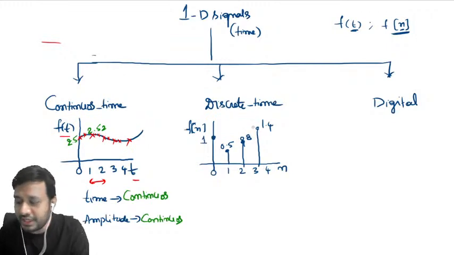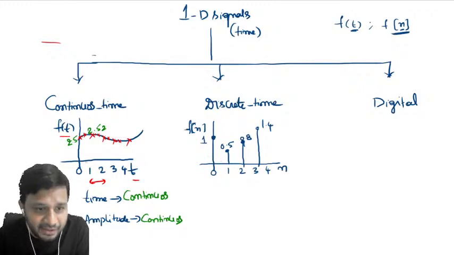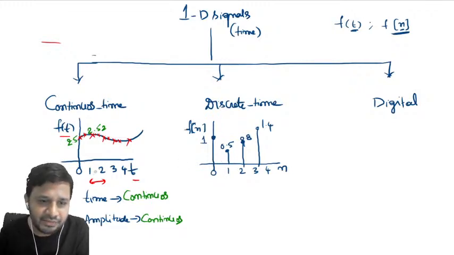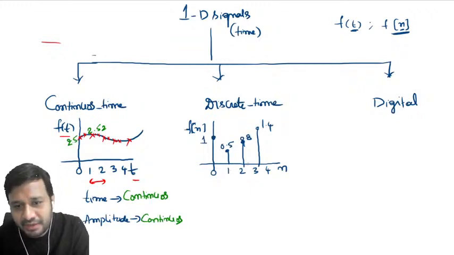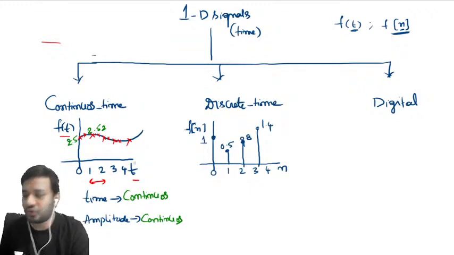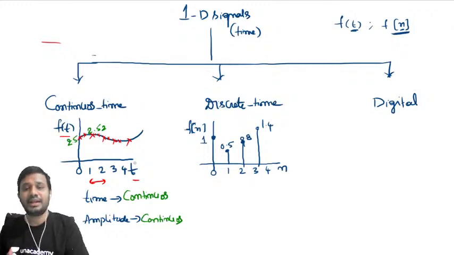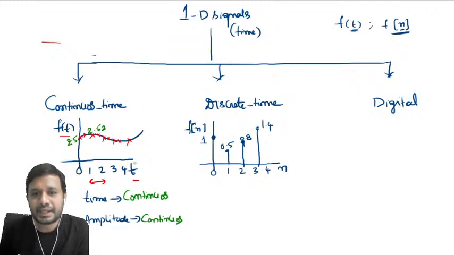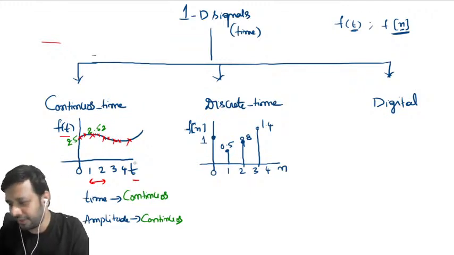But no signal is defined at 0.5 as in the case of continuous time signals. No signal is defined at 1.5 as in the case of continuous time signals. No signal is defined at 2.1 as in the case of continuous time signals. Or we can say that these discrete time signals are absent at fractional values of time, but they are present only at integer values of time.